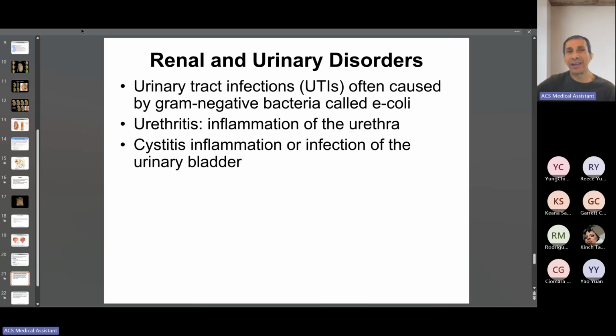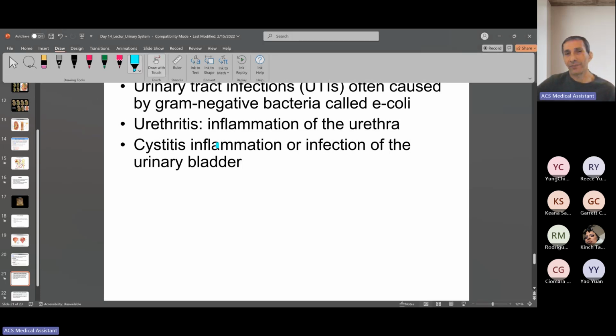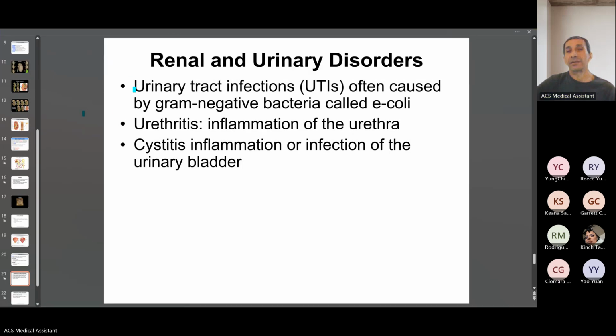UTI, urinary tract infection. Listen, you bet that you're going to get this, because it's a very common thing that happens. And females are the ones that are more at risk of developing this. So be familiar with urinary tract infection. Usually they call it UTI. Remember, UTI, urinary tract infection.